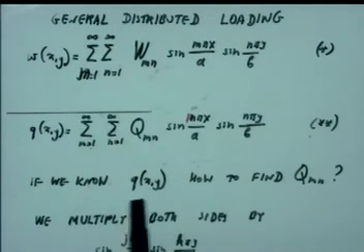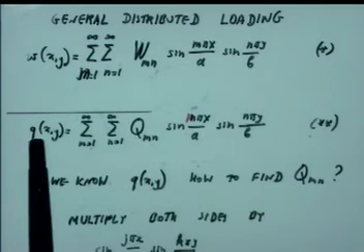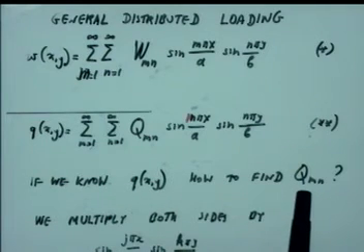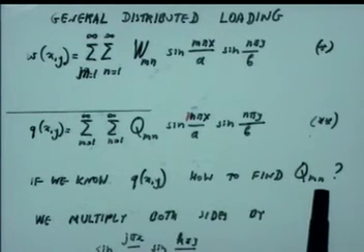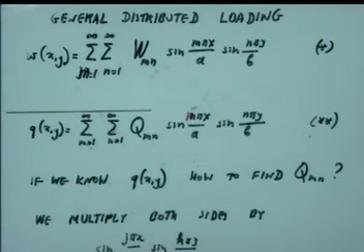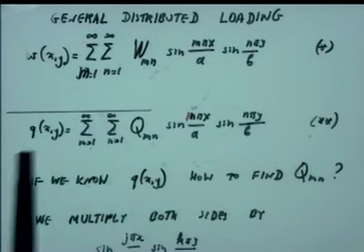If we know Q, how to find capital Q sub mn? If I know small q, how to find capital Q sub mn? That's a question. Why do I want Q sub mn? Because it's easier for me to operate with Q sub mn instead of Q.